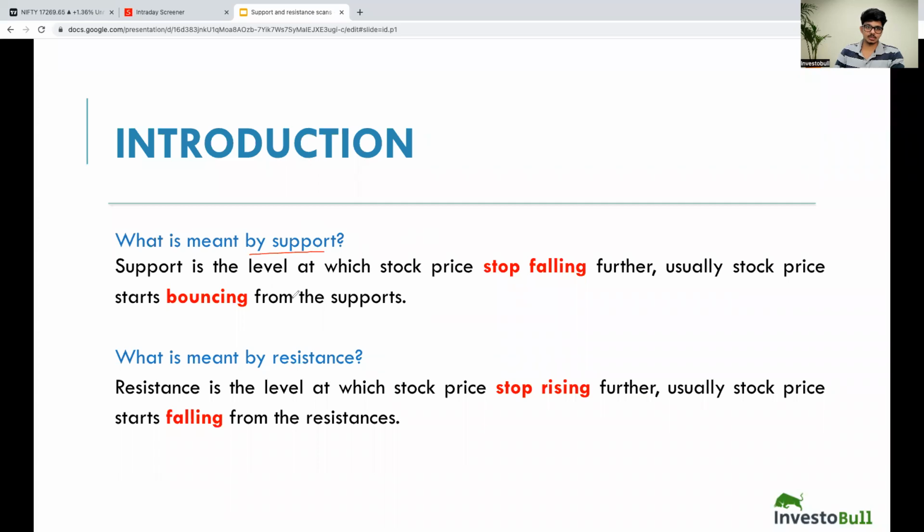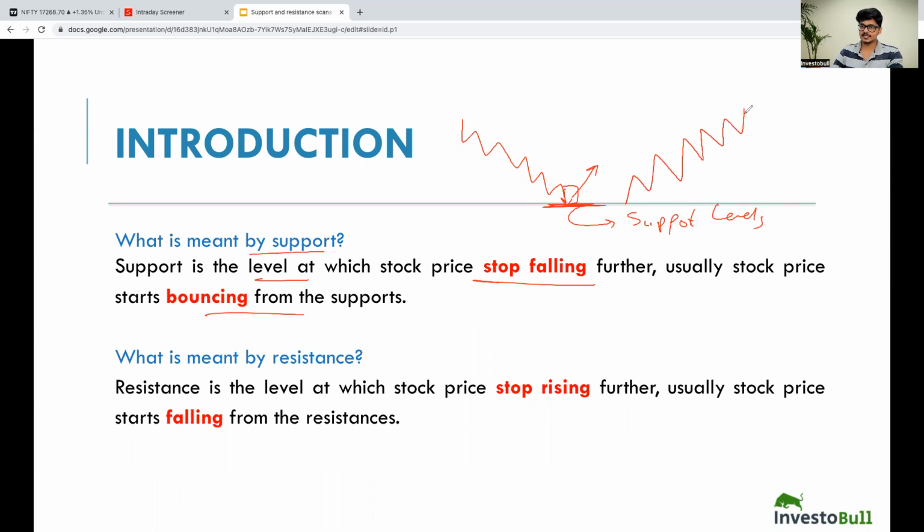So what is meant by support? Support is the level at which stock price stops falling further. Usually, stock price starts bouncing from these supports. Let's take an example. A stock has been falling continuously for a while, and at a certain level it starts bouncing back. These kinds of levels are called support levels.